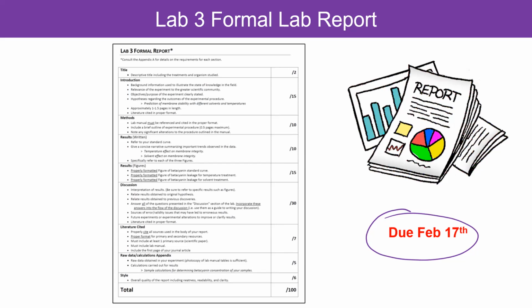So I want to spend a couple of minutes today talking about these formal reports. And so Lab 3 is a formal report. I'm trying to remember how much it's worth. I think it's 12% of your grade. So that's a good chunk of your grade. And it's going to take a little bit of work to get this thing done.